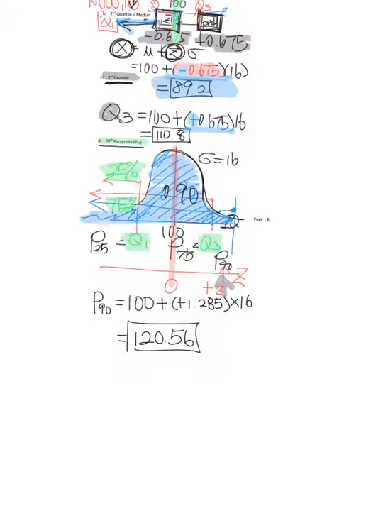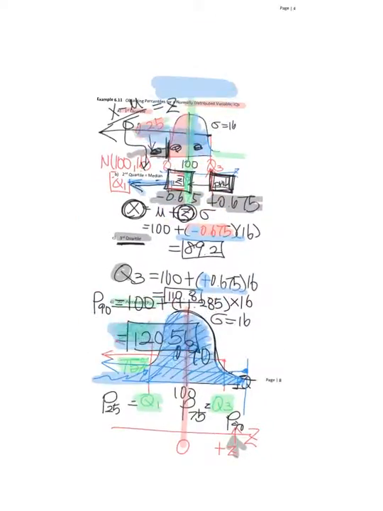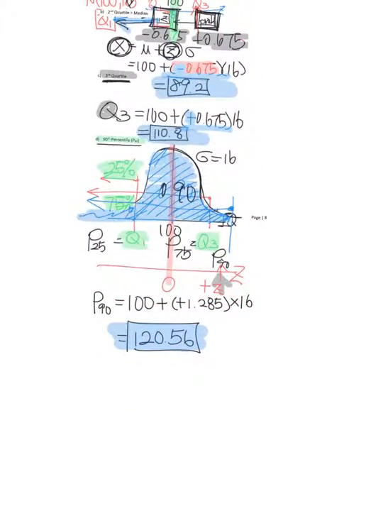The first quartile was less than 100, 89.2. And the third quartile, the 75th percentile, was bigger than 100, 110.8. And now the 90th percentile is bigger than the third quartile, 120.56. Okay, so we can complete the map.